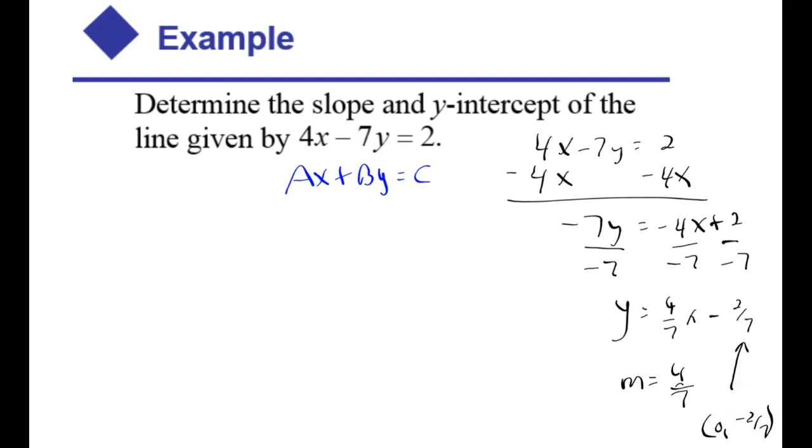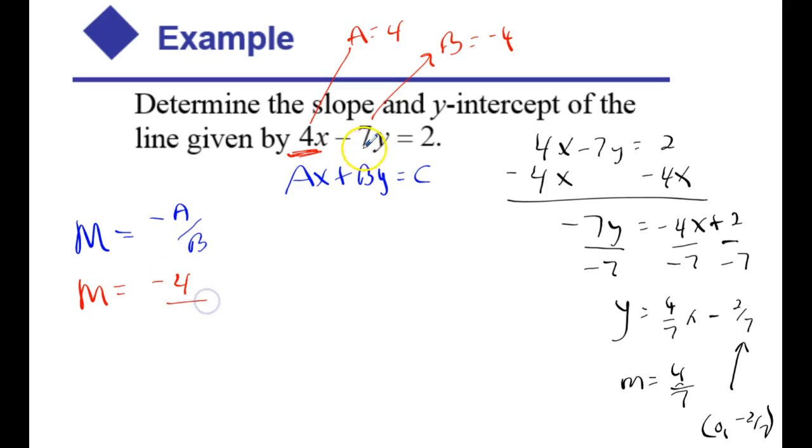Maybe an easier approach is to use a definition. Monkeys wouldn't prefer apples over bananas. If you know the values of a, b, and c, this is my a term, which is 4. This is my b term, which is -7. That's all I need for this definition of slope. So I would say monkeys wouldn't prefer: the first number, the a term, negated, so -4, over the b term, which is -7. And that'll give me 4/7.